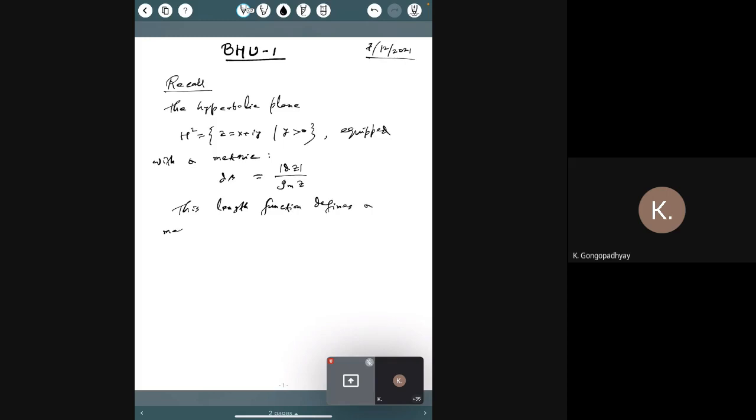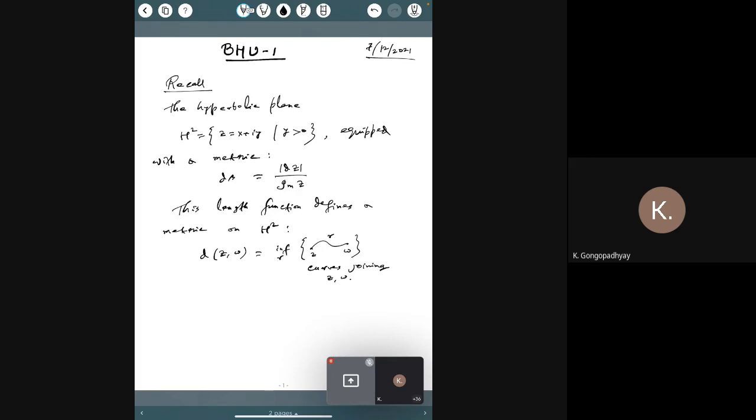defines a metric on H2. So what was the metric? For z and w, you take the infimum of the length of all curves joining z and w. So you take the infimum over gamma, over curves joining them. Okay, so this defines a metric.